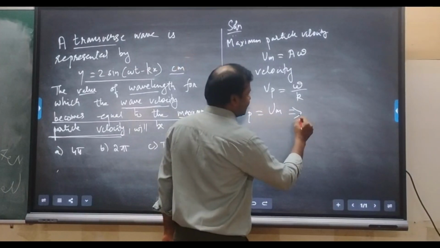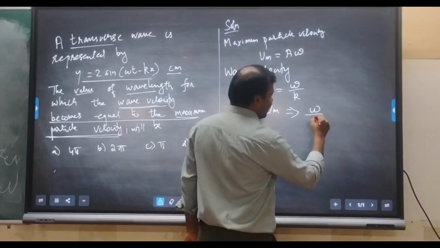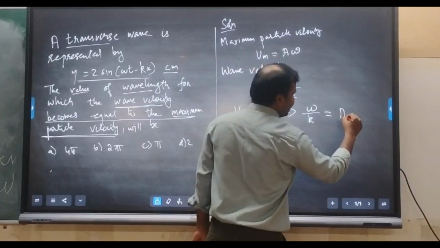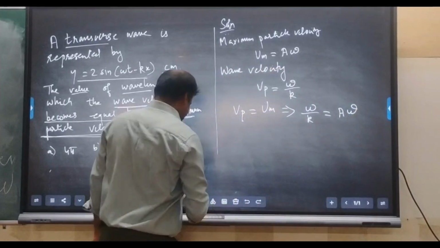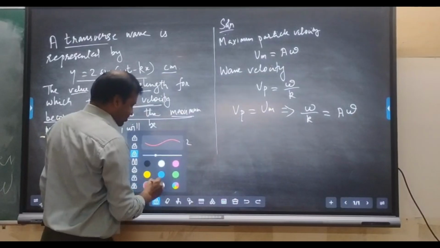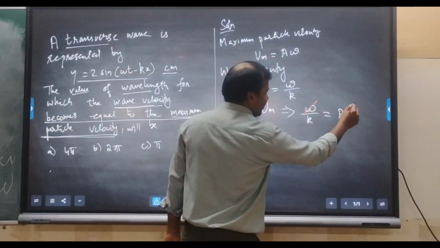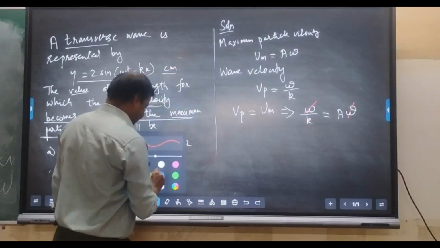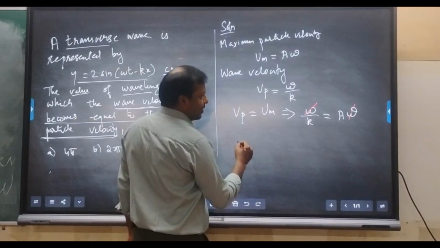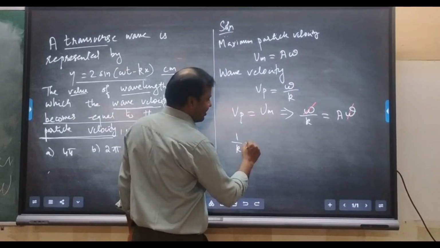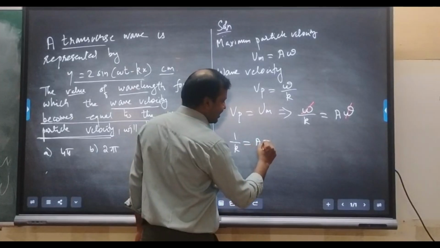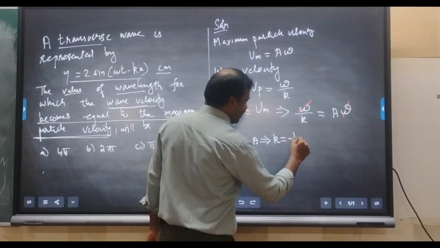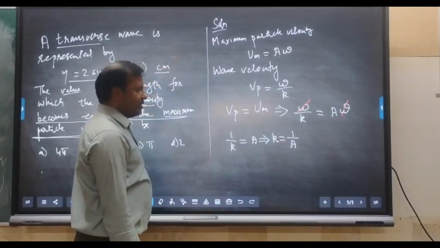Now we can write Vp equals omega by k, which is equal to Vm, and Vm is equal to A times omega. We can cancel the common terms, so omega is cancelled. Then we have 1 by k is equal to A. This can be written as k is equal to 1 by A.